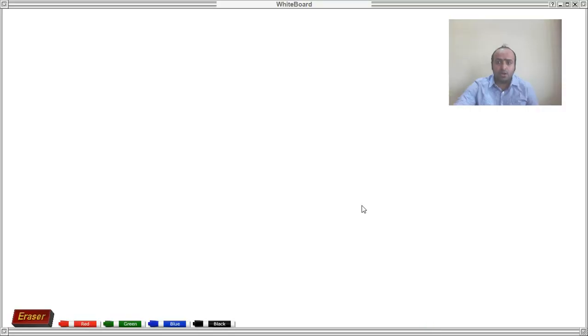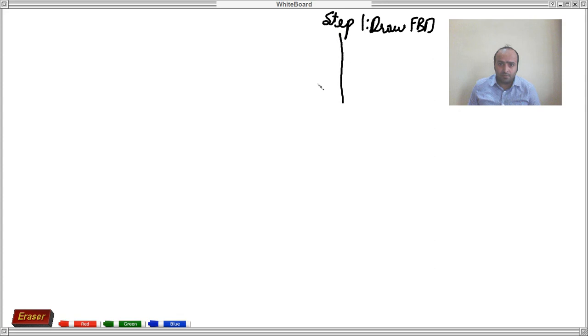Let's draw the FBD and go step by step to solve the problem. The first step, step number 1, we will be drawing the free body diagram. So step 1, I'll write it: Draw FBD. So here I can draw it. This is my x-axis. This is my y-axis.